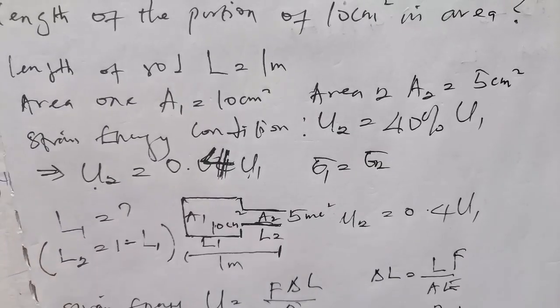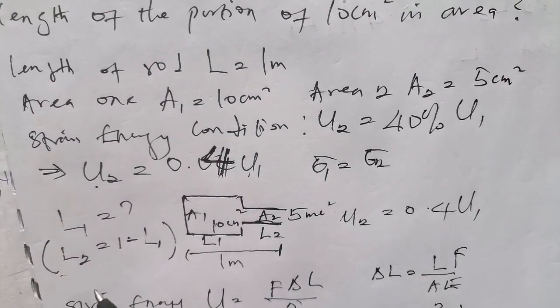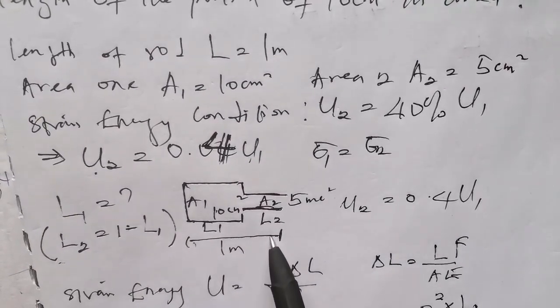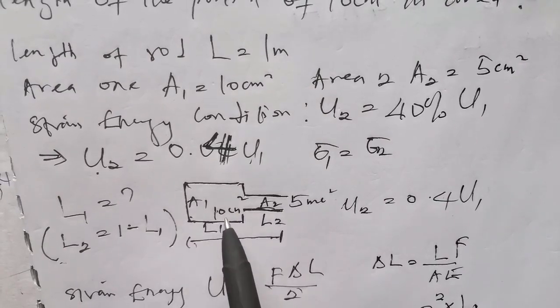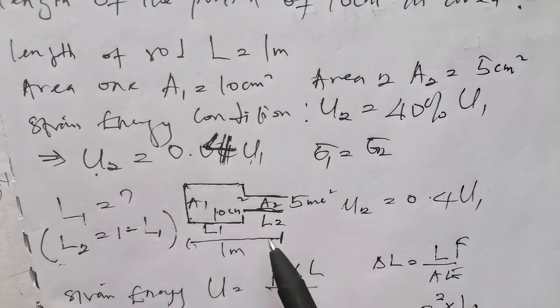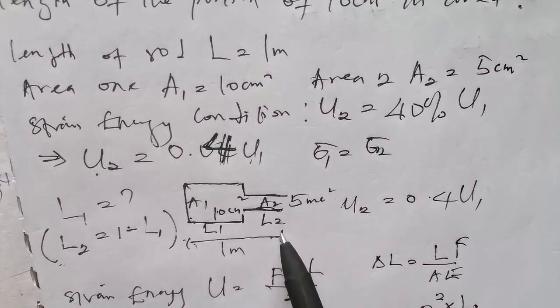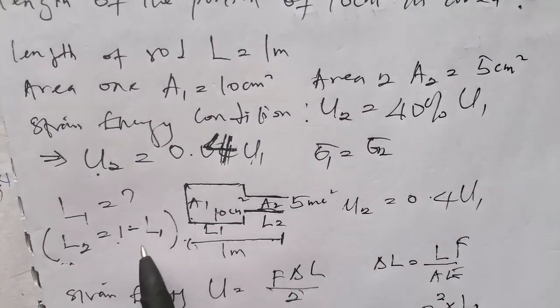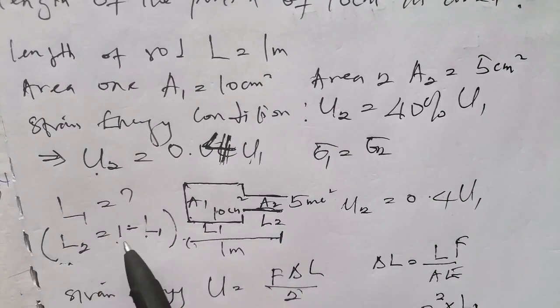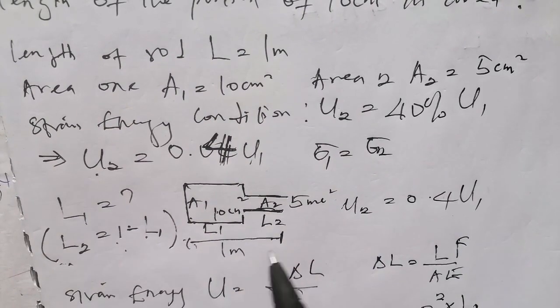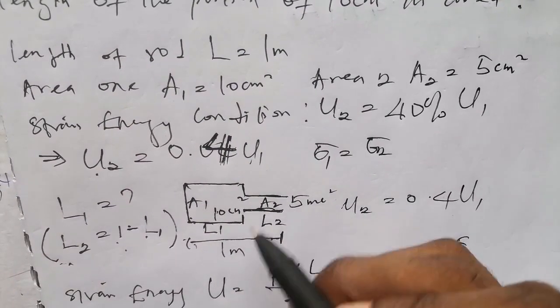But not forgetting, we obtained earlier that the total length of the rod is 1 meter, and we call the first portion length 1 and the second portion length 2. Length 2 can be found in terms of length 1 since the total length of the rod is 1 meter. So length 2 is simply 1 minus L1. In place of length 2, we are simply going to be using 1 minus L1 to represent the length of the second portion of the bar.